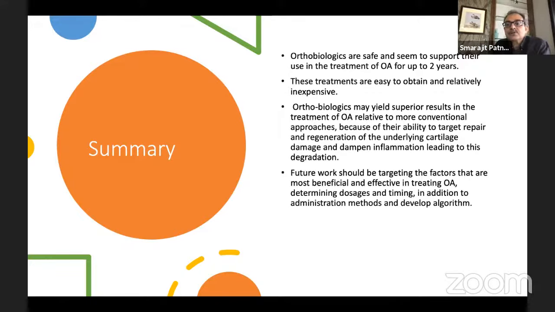So future work should be targeting the factors that are more beneficial and effective in treating osteoarthritis, and we have to determine the dosages, the timings, and in addition the administration methods also, and develop proper algorithms.